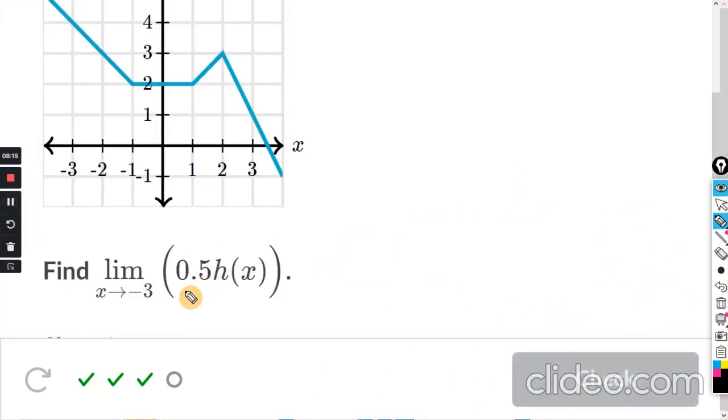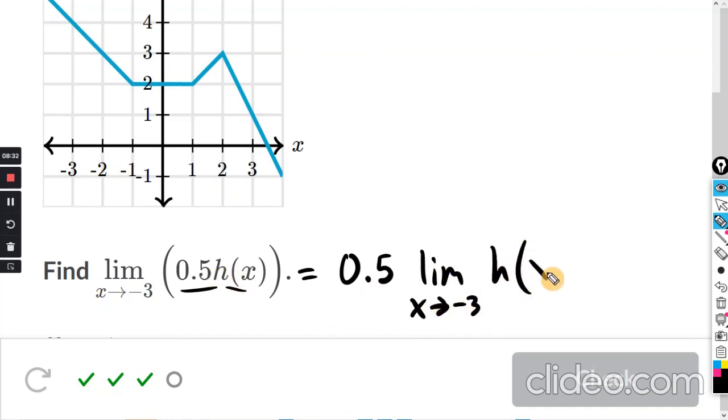All right, here we have the limit of 0.5 h of x. That's going to be the same as 0.5 times the limit as x approaches -3 of h of x. So if we just find the limit of h of x as it approaches -3, multiply it by 1/2 or 0.5, and we're good.